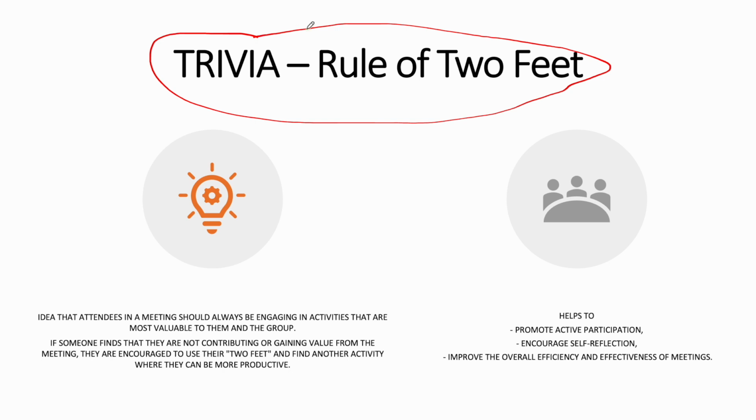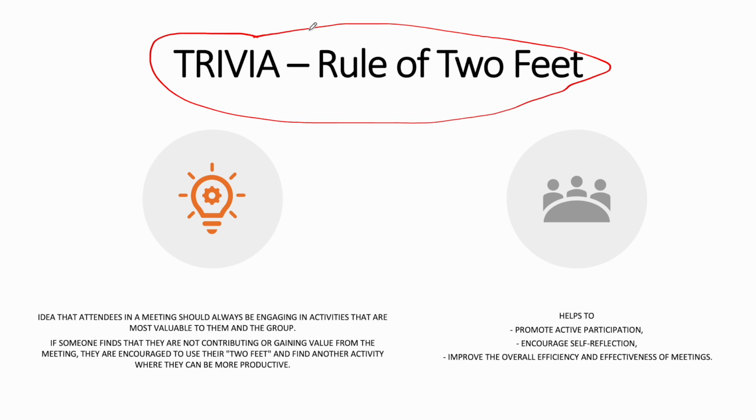Now I'll give you a very important thing to follow during a meeting. This is coming from the agile principles, agile management. So the rule of 2 feet. Basically, this is a very, very important thing. The idea is that a meeting should always be engaging, and it should be valuable to the participants.